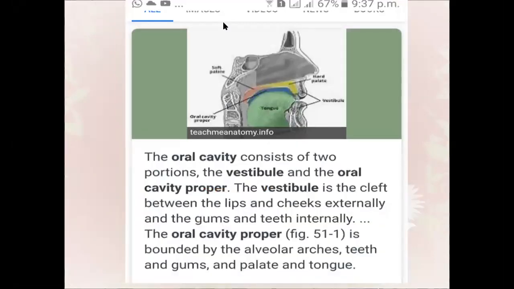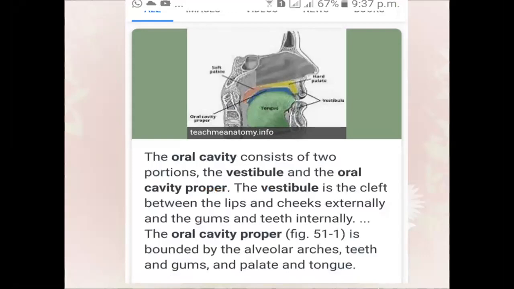The oral cavity consists of two portions, the vestibule and the oral cavity proper. The vestibule is the cleft between the lips and cheek externally and the gum and teeth internally. The oral cavity proper is bounded by the alveolar arches, teeth and gum, and palate and tongue. We'll be explaining them further.